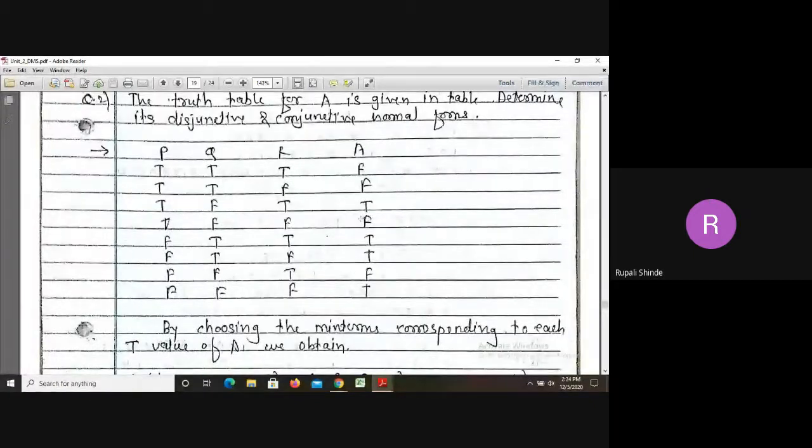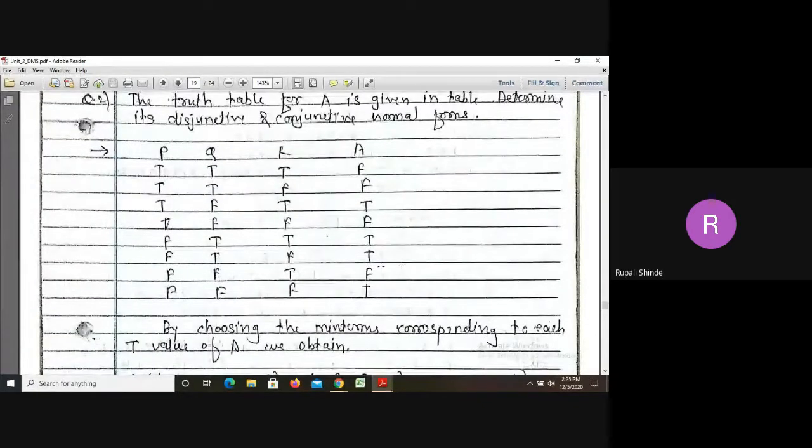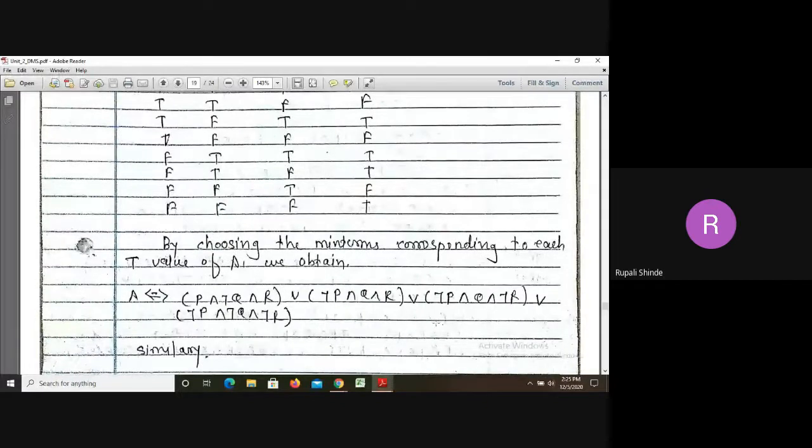And for the next F, values of P, Q, R are TFF. So negation P or Q or R. This is our third max term. And the last one is, for this F, the truth value combination is FFT. So again, P or Q or negation R. So that is our last max term.